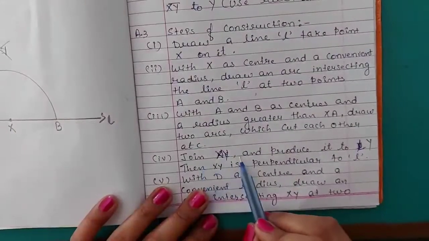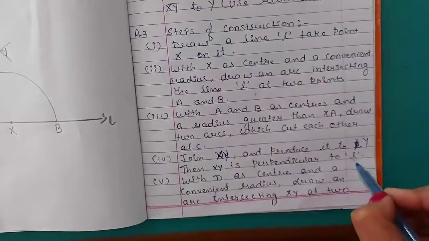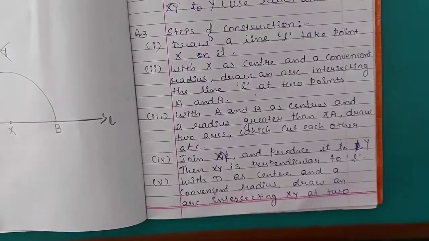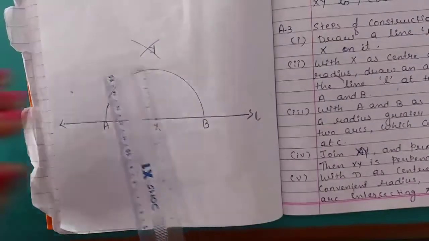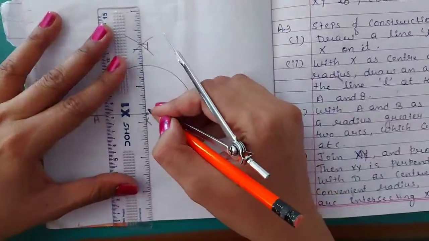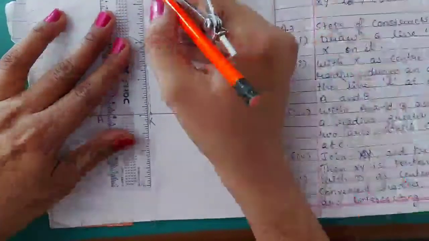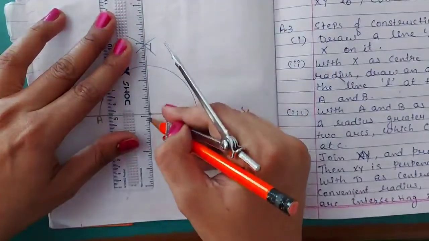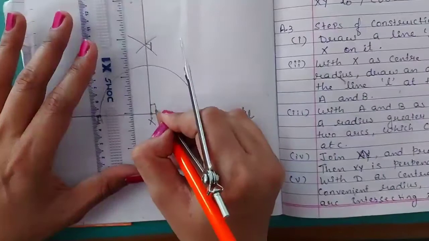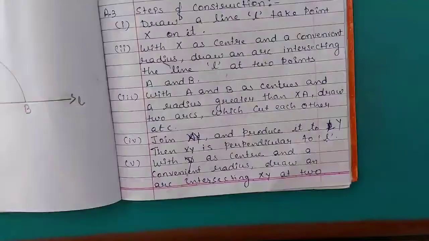Now we will join XY and produce it to Y. Then XY is perpendicular to L. So we will join this XY and it is perpendicular to L. Let us join XY. So students, here you can see this XY is perpendicular because it is 90 degrees.